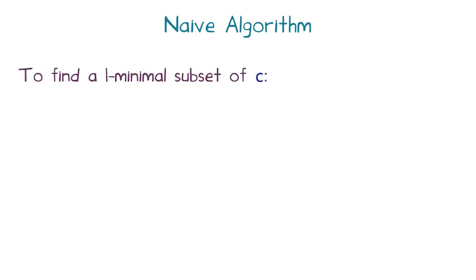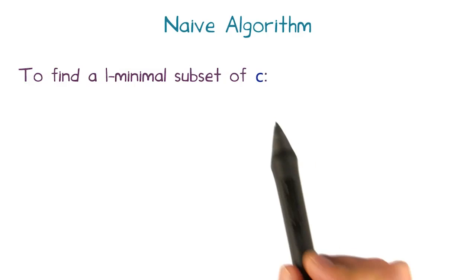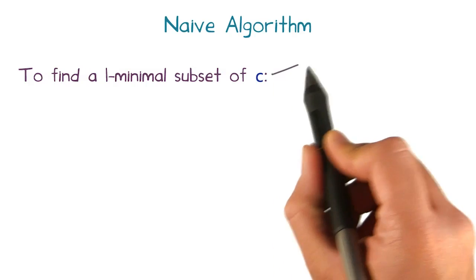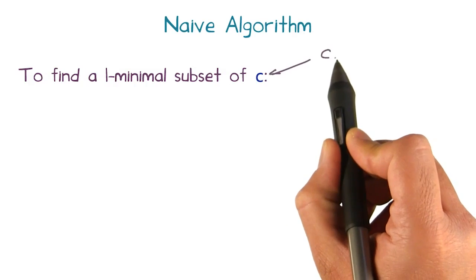Now, let's think about how to build an algorithm to find a one minimal subset of a given set of changes C. We would then apply this algorithm to find the one minimal subset of the set of all changes by setting C to CF.